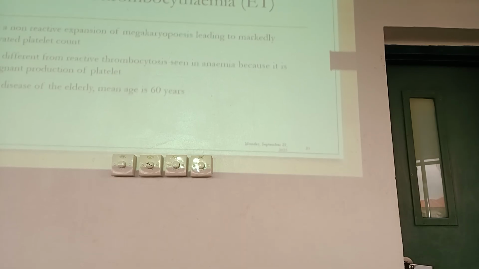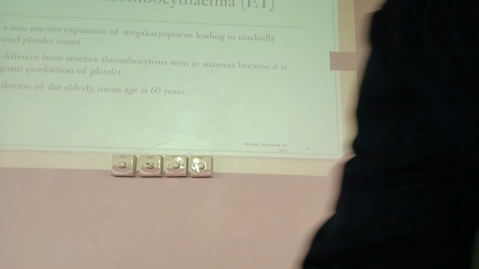150 to 400. Okay. But it can be 1 million. In case of essential thrombocytosis, platelet count of 1 million, 1 million 250, 1 million 500. Platelet count 2 million. So it's a malignant form. It's also a disease of the elderly. It's seen between 55 to 60 years.